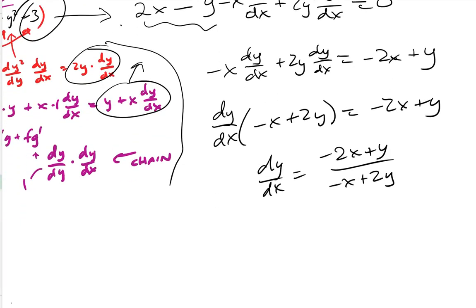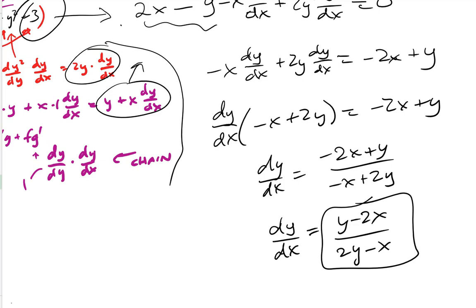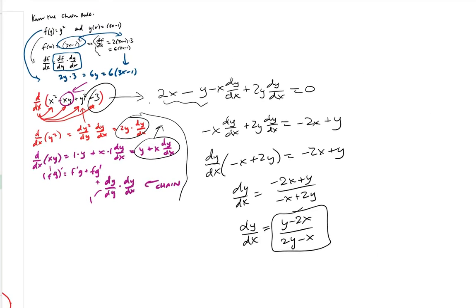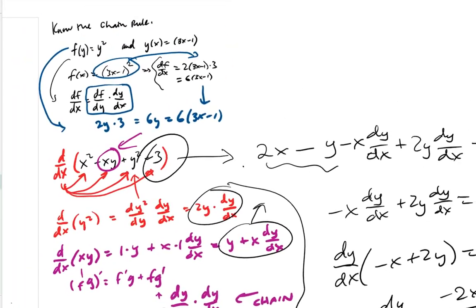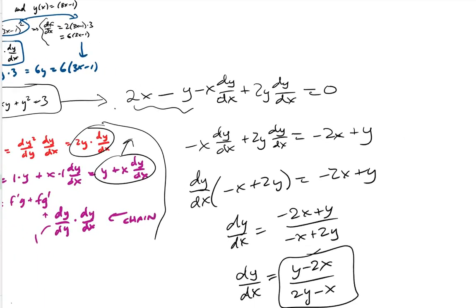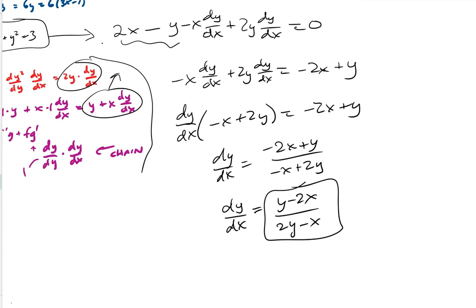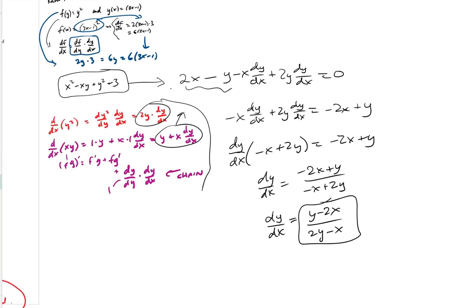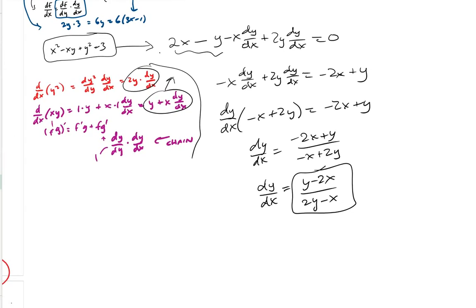And let's clean this up a bit. This would be y minus 2x over 2y minus x. So that is the derivative of y with respect to x. And there you have it, and there's no complicated formula. We could, technically, like I said before, take this and use the quadratic formula to solve for y, but there's really no need if we know implicit differentiation pretty well. So there's my derivative of y with respect to x, and then for any point on that ellipse, I can find the slope of the tangent line.